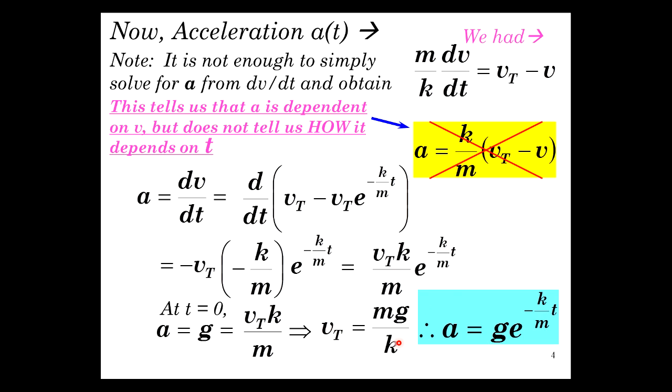When you put v terminal as mg over k, stick that in for this, it makes the m go away and it makes the k go away. The m and the k here. And we have a is g e^(-(k/m)t). Kind of makes sense because this is the maximum value, diminished in time with this exponential.